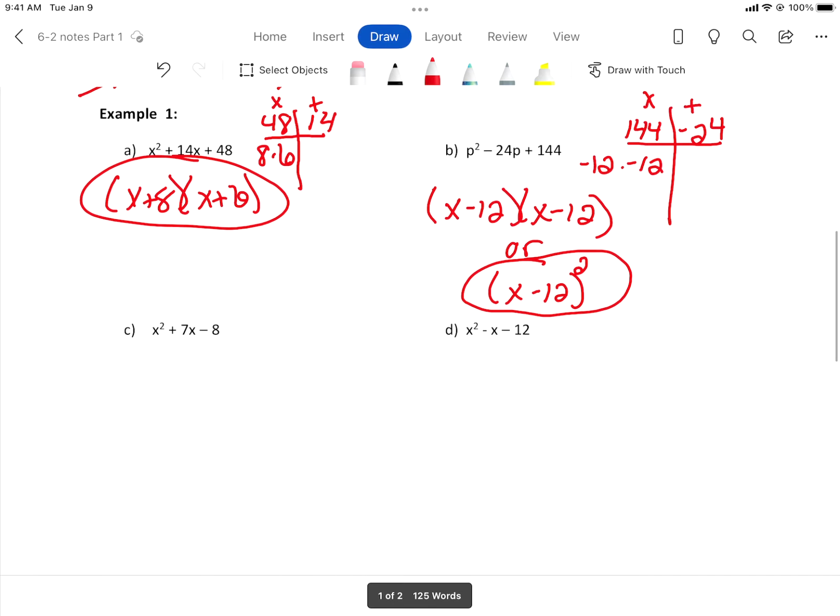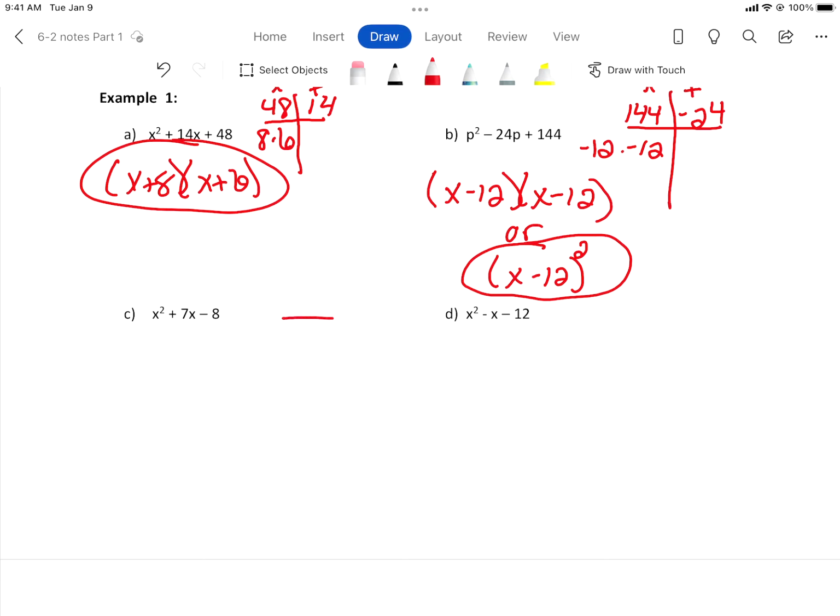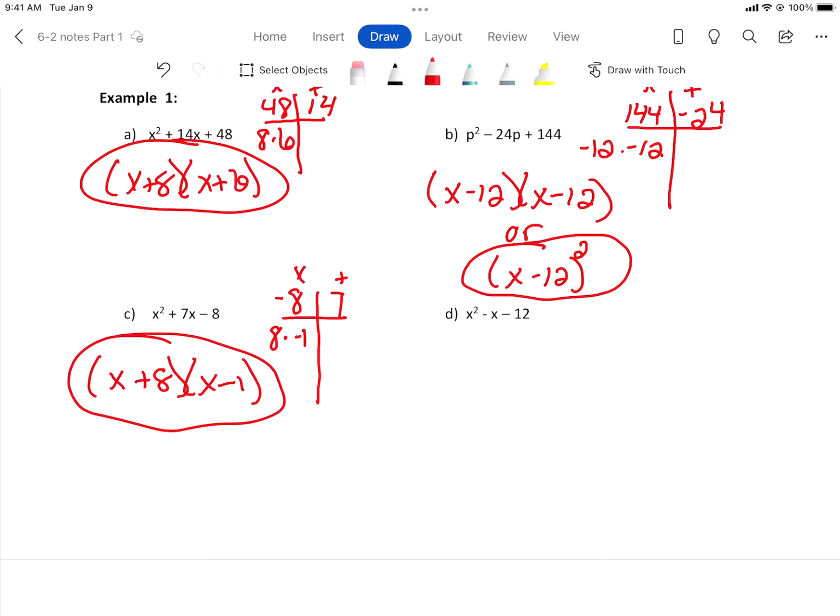Questions on those two? Part C, same type of thing. This time I need to multiply to get -8, and I need to add to get 7. Smaller numbers this time. So when I need to multiply to get a negative, that means one of my numbers will be negative and one of my numbers will be positive. 8 and -1? They multiply to -8 and they add to 7, right? So it doesn't matter what order you put them in, x plus 8, x minus 1. You can write it x minus 1, x plus 8. Either way is fine.